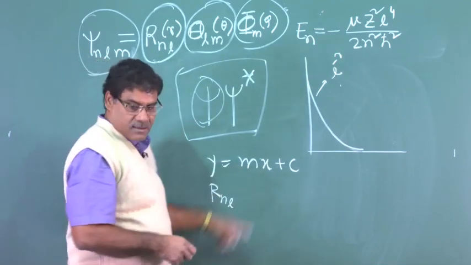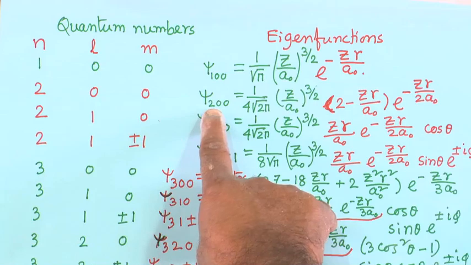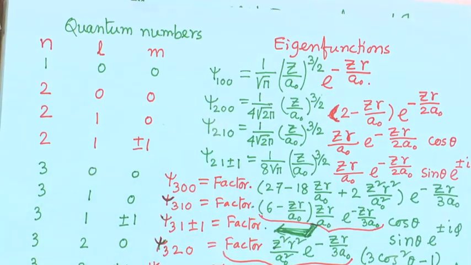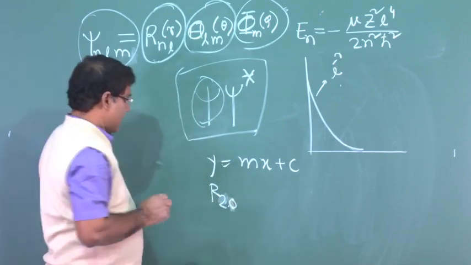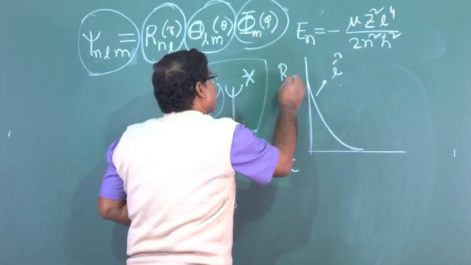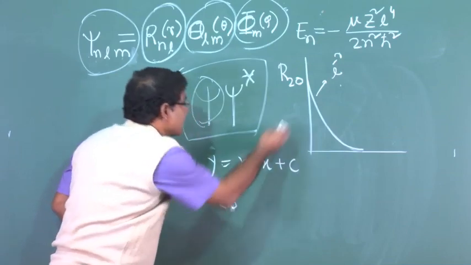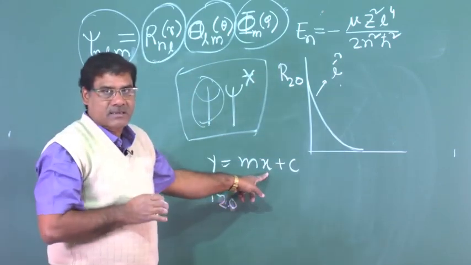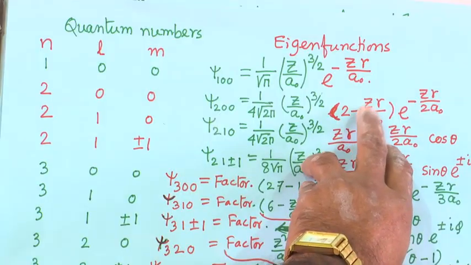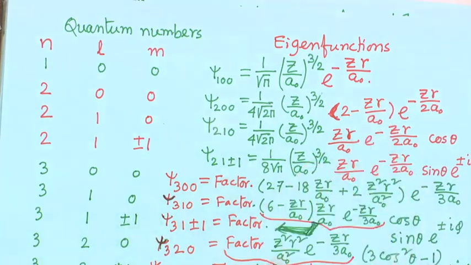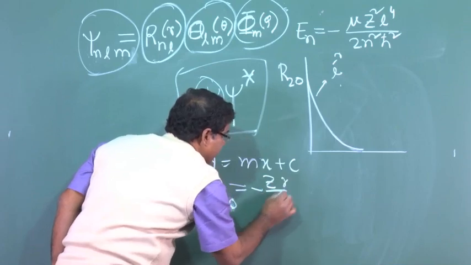In this case it is n equal to 2 and L equal to 0. Okay. So, here we are plotting R_20, and that is the y. Now, x is in our case r. So, r is here, minus Zr by a0. So, minus Zr by a0. Okay.